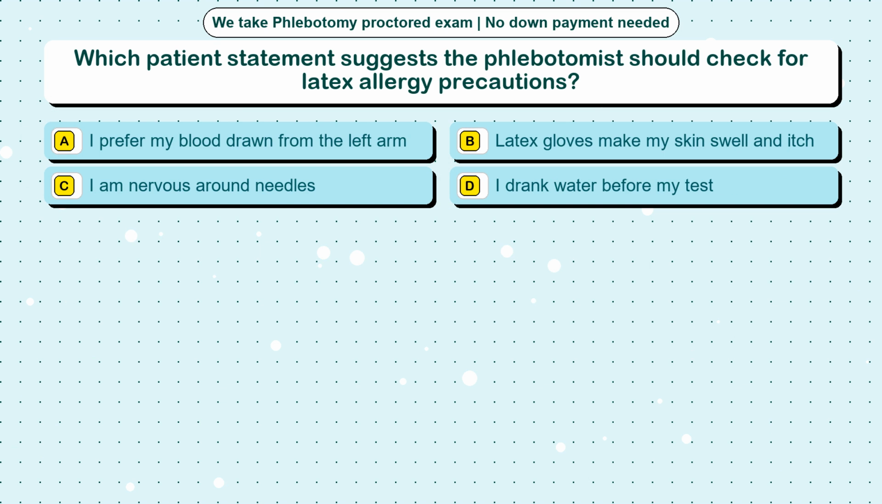Question 33. Which patient statement suggests the phlebotomist should check for latex allergy precautions? Option A. I prefer my blood drawn from the left arm. Option B. Latex gloves make my skin swell and itch. Option C. I am nervous around needles. Option D. I drank water before my test.